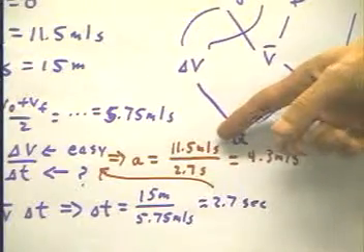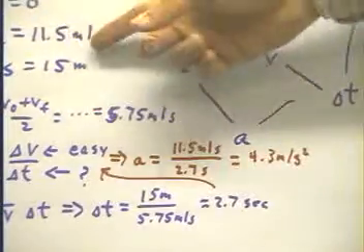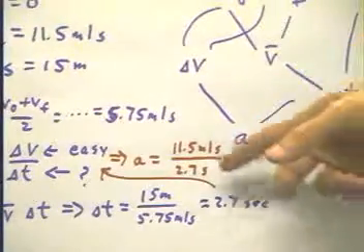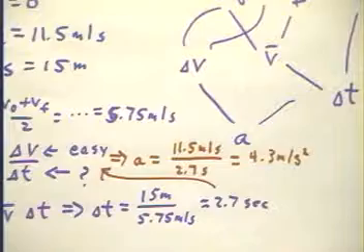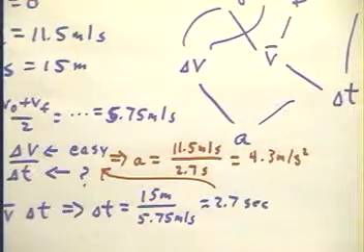Change in velocity is going to be 11.5 meters per second. As we go from 0 to 11.5 meters per second, we have this change. We divide that by the 2.7 seconds required, and we get the acceleration: 4.3 meters per second squared.